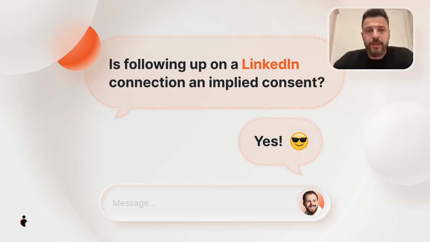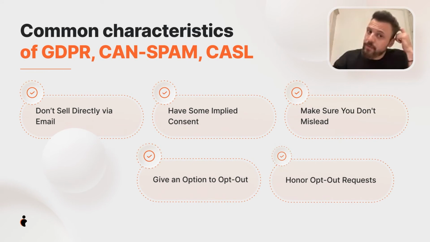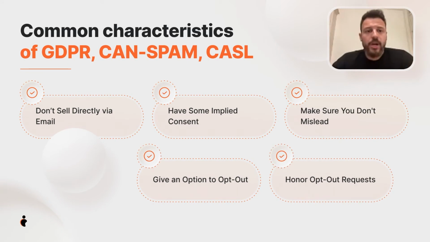So, common characteristics of GDPR, CAN-SPAM, CASL, etc. A few things here. Don't sell directly by email. Engage, build relationships, but don't sell. Make sure that you don't have clear selling CTAs or marketing. Try to engage with people, try to understand their pains, try to understand what they're doing, how you can build relationships with them, and build the business relationship rather than just selling to them off the first email, etc.